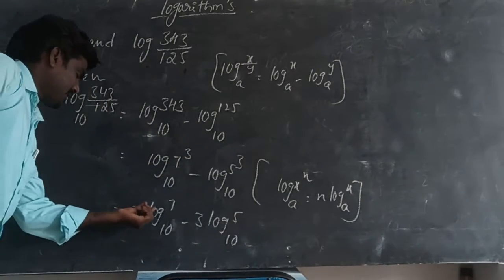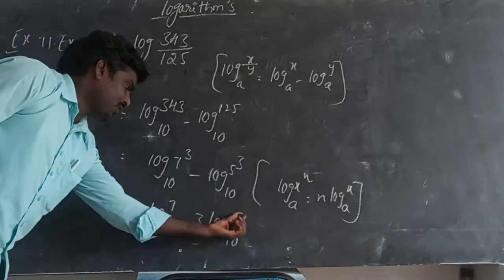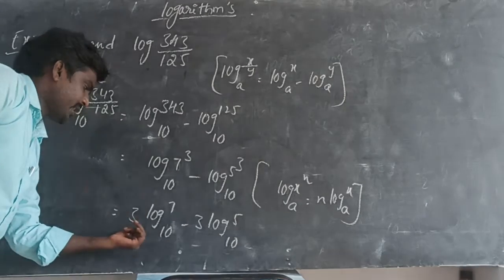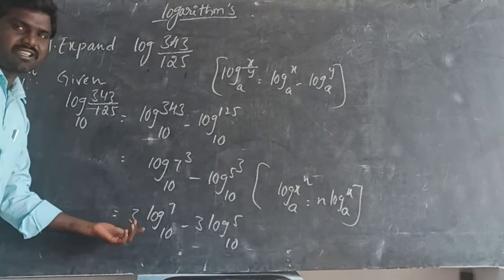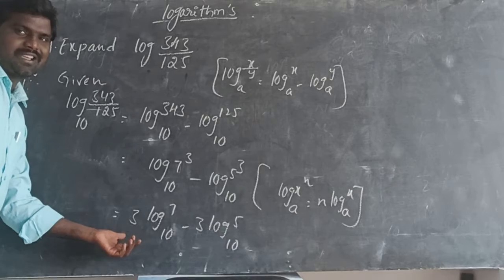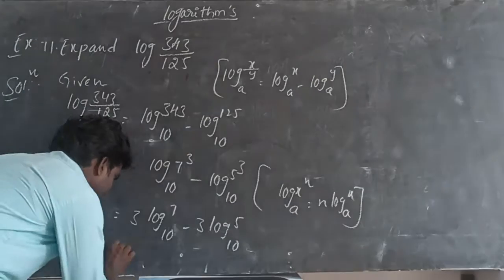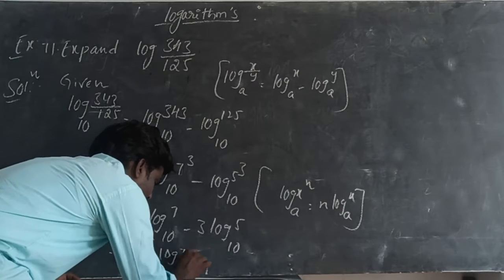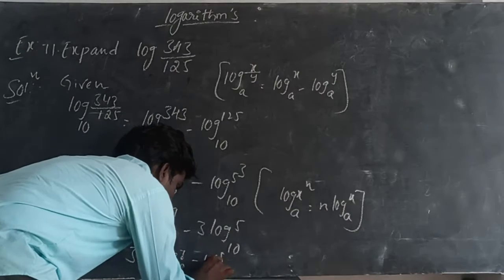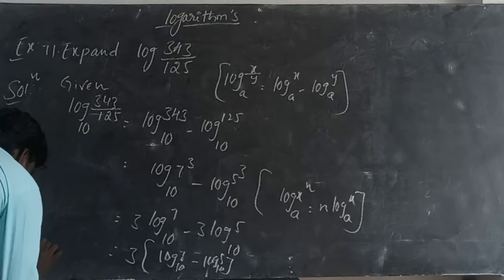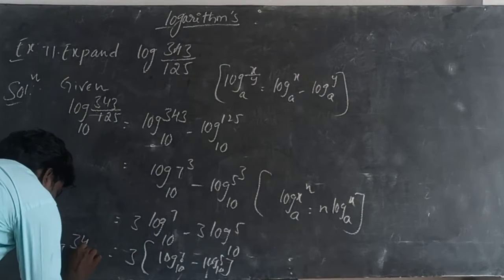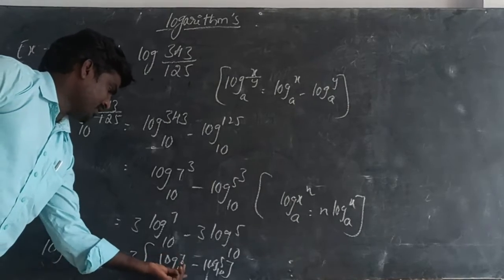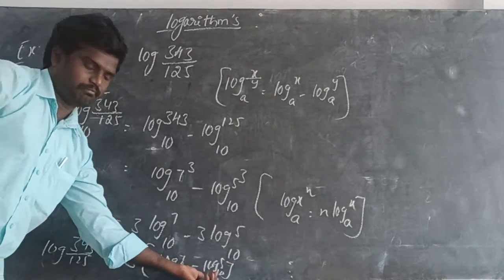Here, 3 log 7 base 10 minus 3 log 5 base 10, means 3 is a common multiple. We take that 3 outside, using the distributive property, a of b minus c is equal to a into b minus a into c. That is 3 of log 7 base 10 minus log 5 base 10. So how can we expand log 343 by 125? 3 of log 7 base 10 minus log 5 base 10.